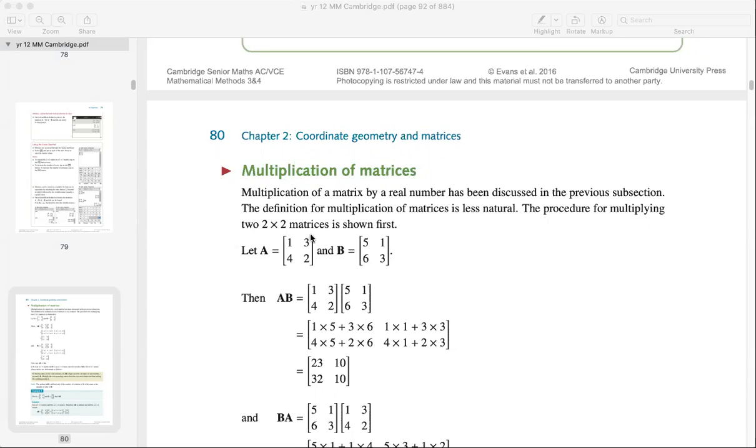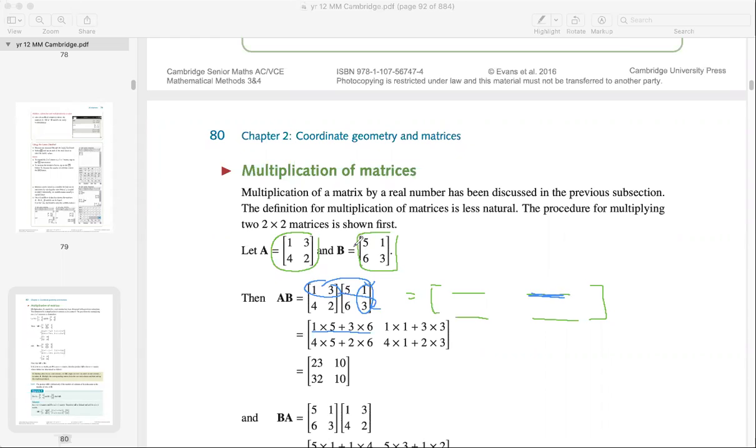My A is 1, 3, 4, 2. My B is 5, 1, 6, 3. The first is 2 by 2 and the second is 2 by 2, so our final answer will be 2 by 2 as well: here, here, here, and here. For the first entry, I use the first matrix's row times the column, multiplying corresponding elements, which means 1 times 5 plus 3 times 6. Then again I use 1, 3 times the second column, so it's 1 times 1 plus 3 times 3.